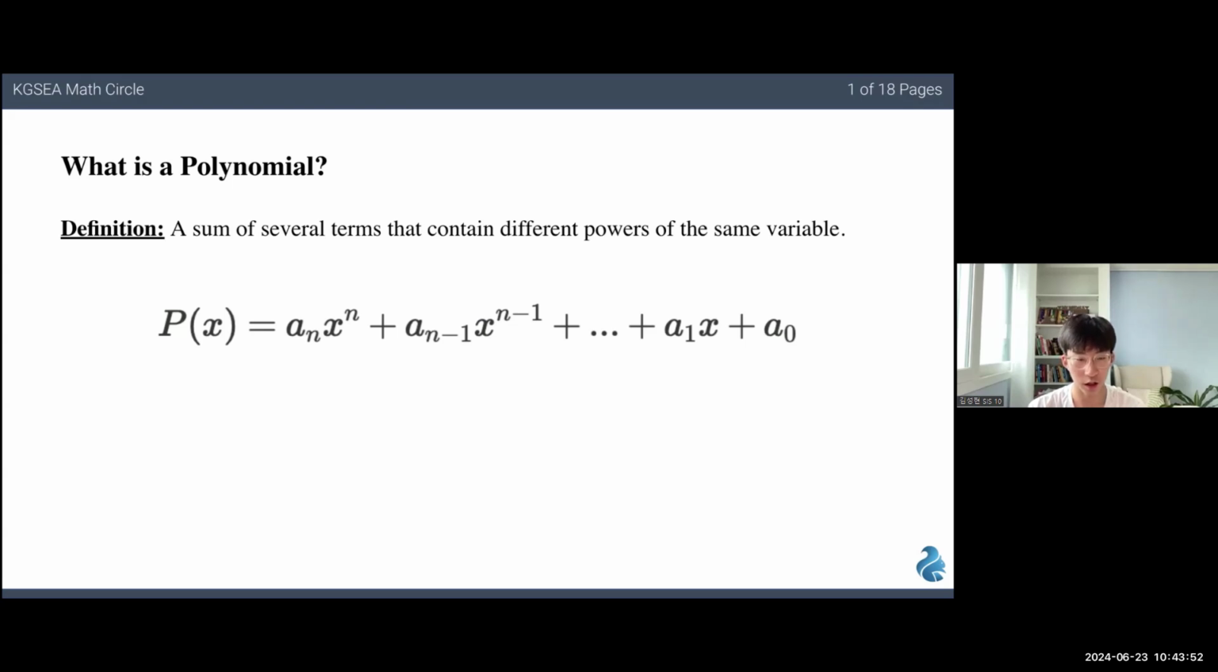And here you can see that P is a polynomial of the variable x, and there are various powers of x included in this polynomial. And we also specify that a sub n, or the leading coefficient of the polynomial, cannot be equal to 0. And in this case, the degree is equal to n.